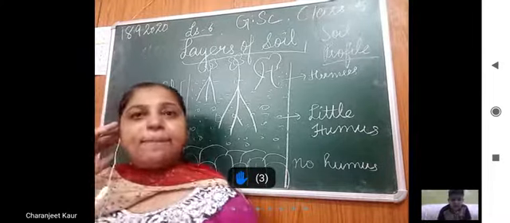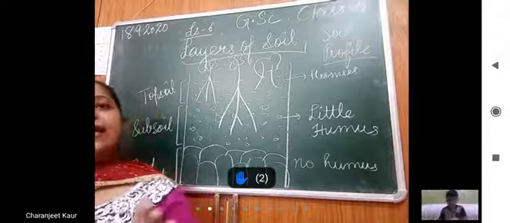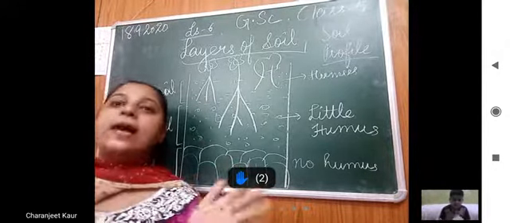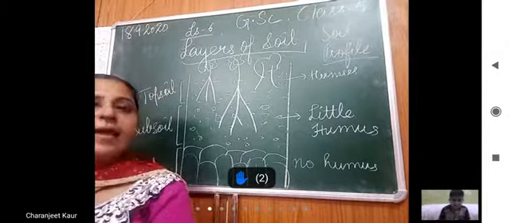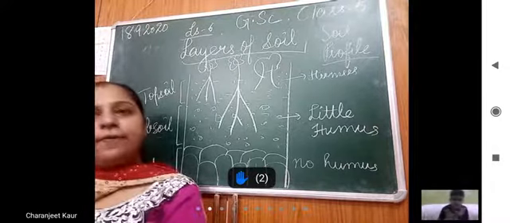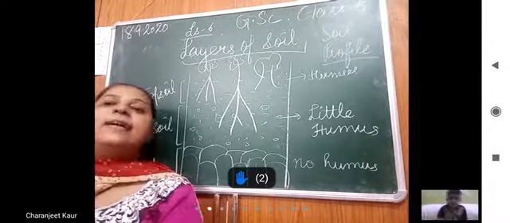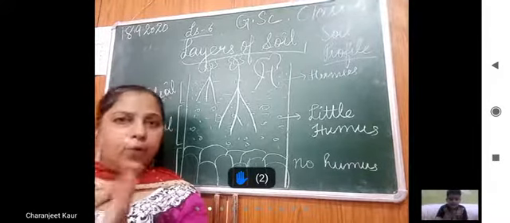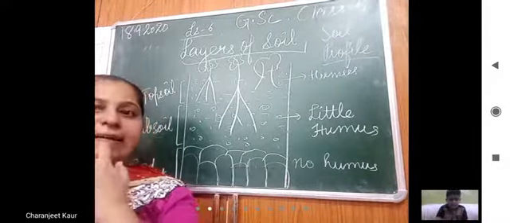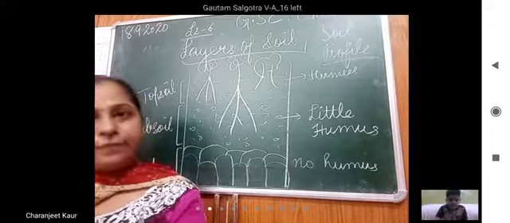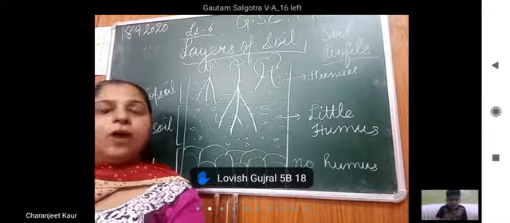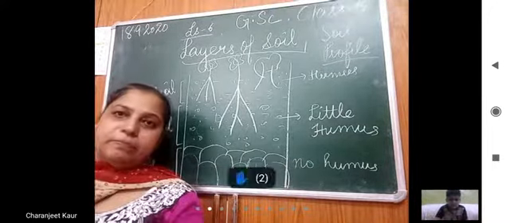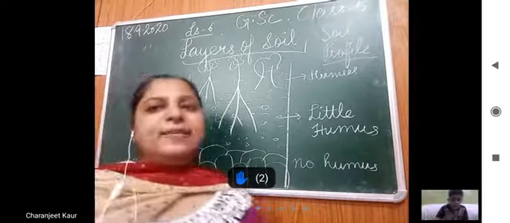Weathering is a process in which rocks are broken down, right, due to the effect of wind, water and sun. Rocks get broken into pieces due to the effect of wind, water and sun. Clear? This process is known as weathering.